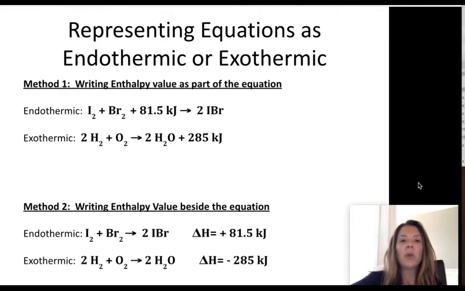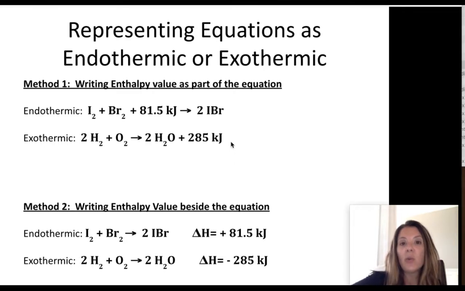Okay, so ways to represent endothermic versus exothermic reactions. Notice in method number 1, we have the actual energy value written as part of the equation. If it's endothermic, the energy associated with that reaction is written on the left-hand side. If it's written on the right-hand side, then it would be an exothermic reaction.